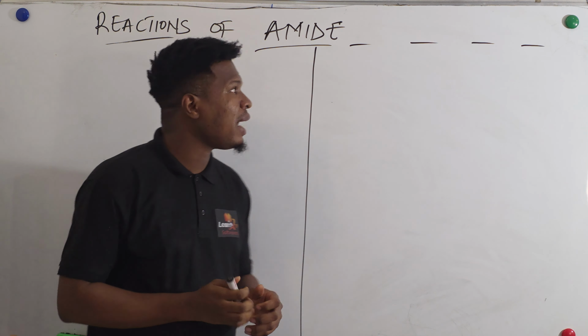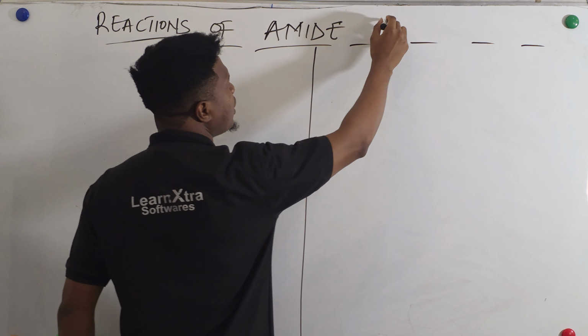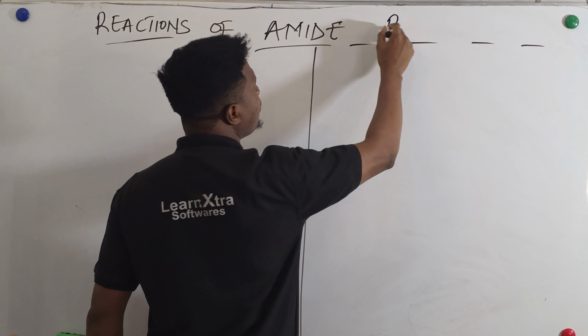Amides. Remember that amides have a functional group of RCONH2. So this is an amide. If it is a secondary amide, we are going to consider more of the primary amide. We will not talk about secondary amides and their reactions. Let's focus on this, because these are the ones you see in your exams.